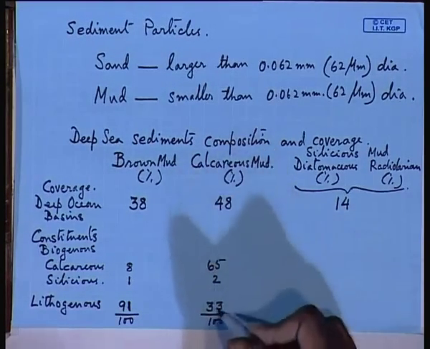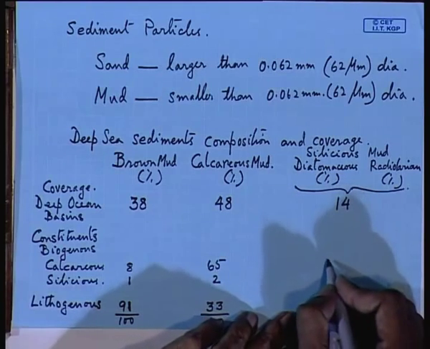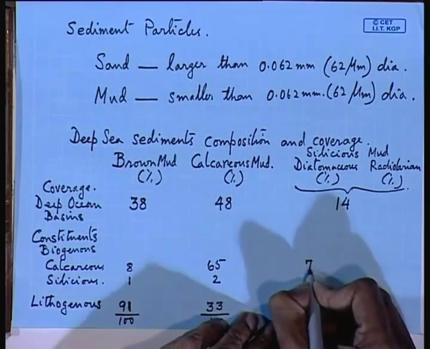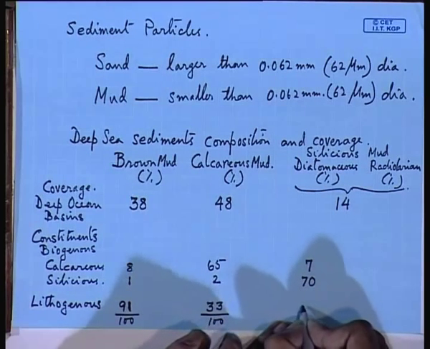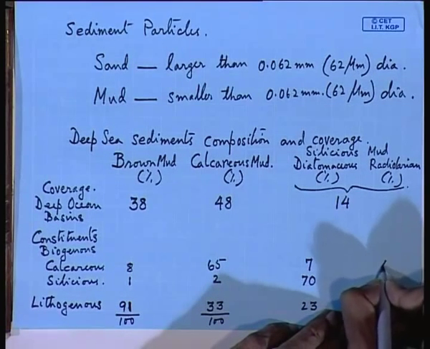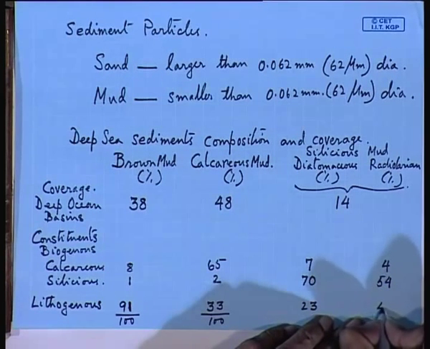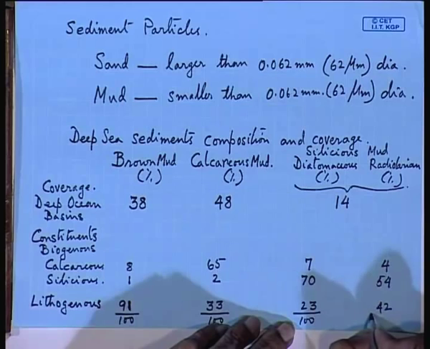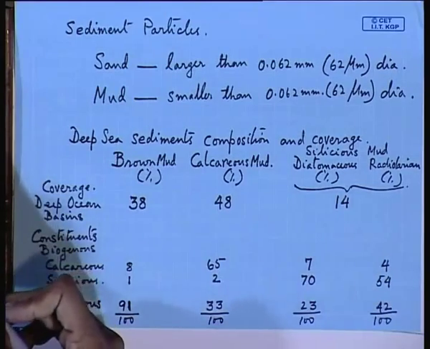Whereas in the calcareous mud, you have only 33%. Followed? And coming to the siliceous mud, the diatomaceous, you have 7 and 70, the rest is 23 lithogenous. And radiolarian is 4, this is 54 and 42. So, total is 100. So, this is giving you the chemical composition. Thank you.